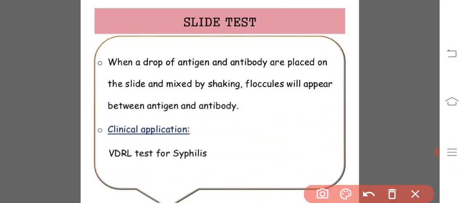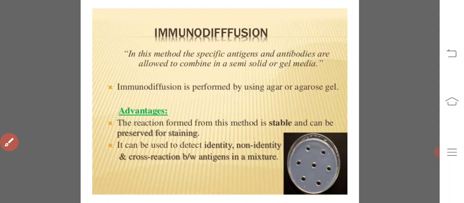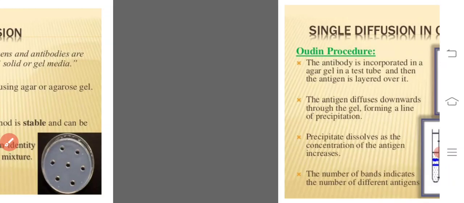So this is the slide test for the VDRL. When a drop of antigen and antibody are placed on the slide and mixed by shaking, floccules will appear between the antigen and antibody. Immunodiffusion. In this method, the specific antigen and antibodies are allowed to combine in a semi-solid or gel media. It is performed by using agar or agarose gel. The advantages are, it is stable and very useful for preserving for staining, and it can be used to detect identity, non-identity and cross reaction between antigens in a mixture.